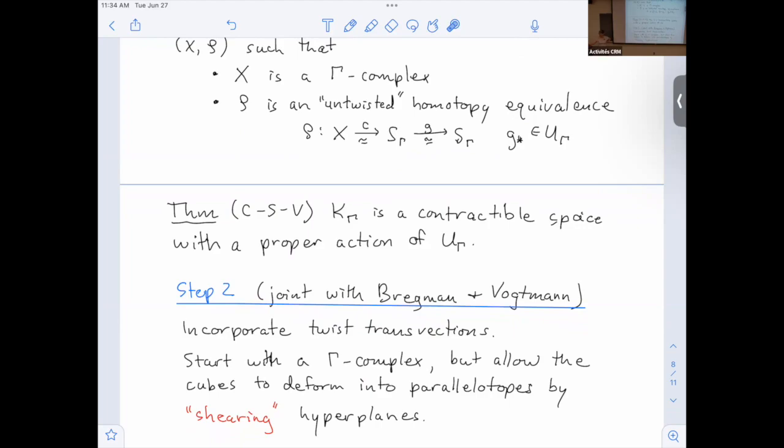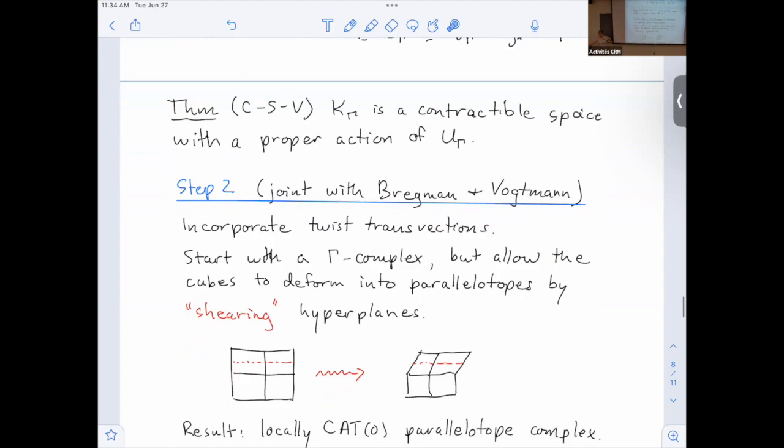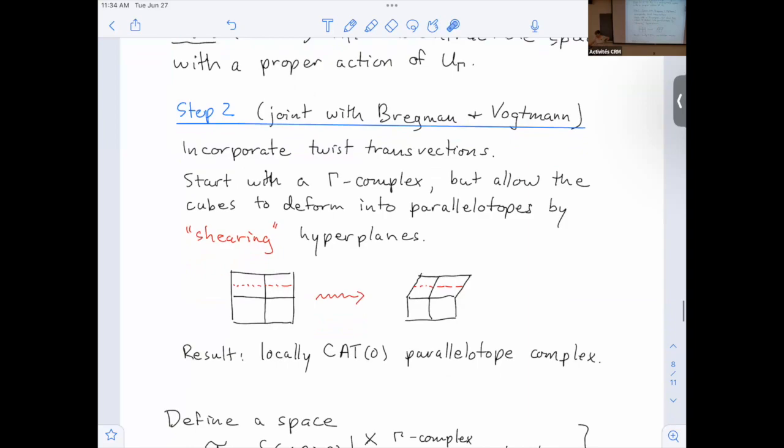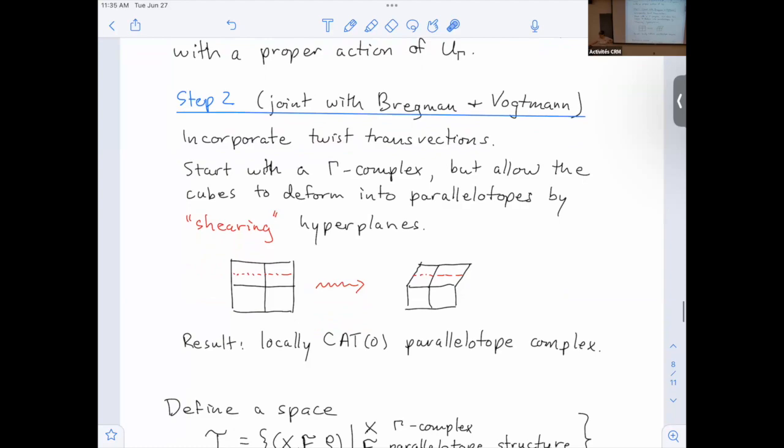So that's step two, which was work with Corey Bregman and Karen Vogtmann, and what I'm going to tell you about now just appeared in Duke. Okay, so this is our new work, or fairly new, not as new as what Corey is going to tell us about, but that work is still in progress. This one's actually been published.